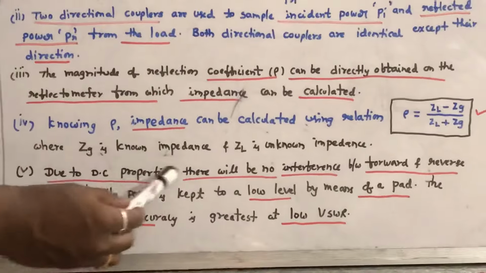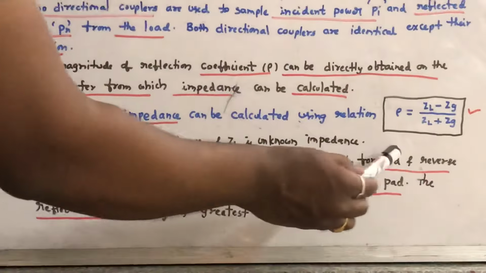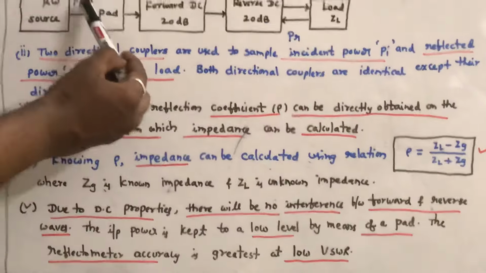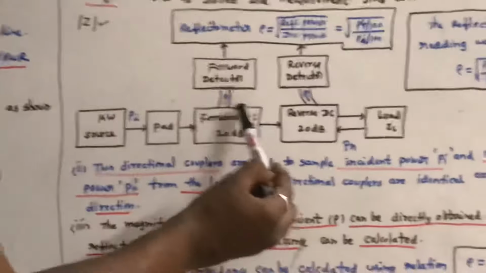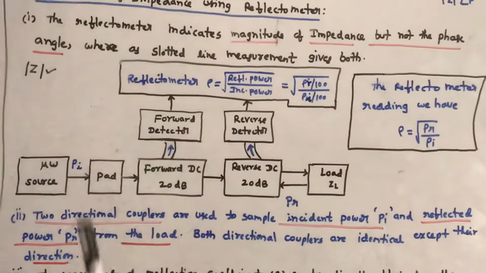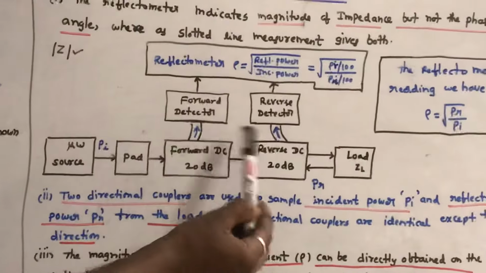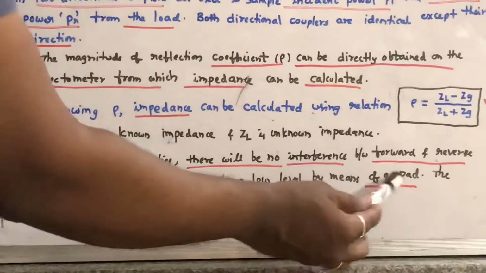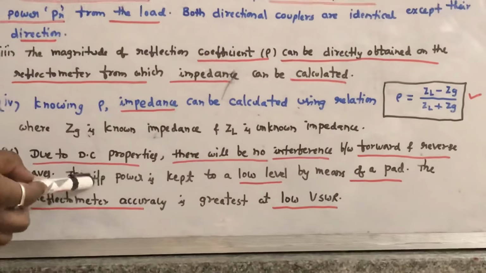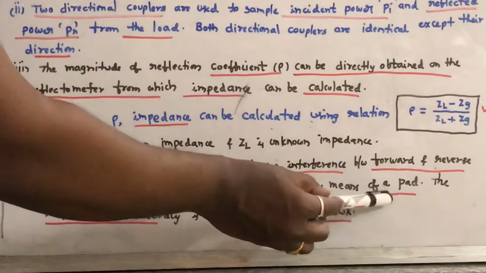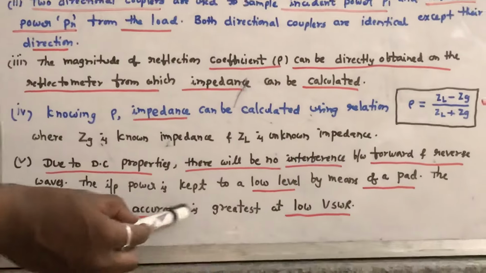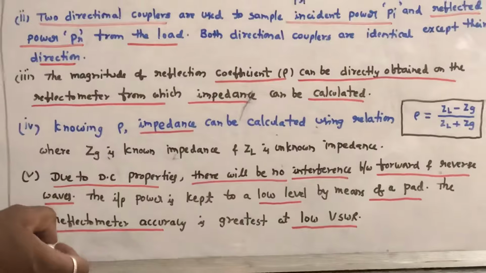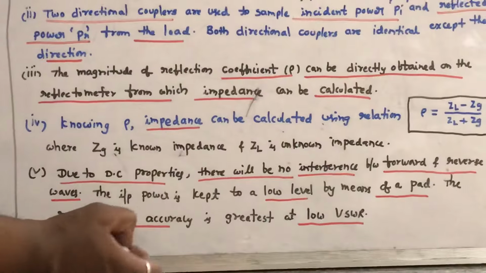Due to directional coupler properties, there will be no interference between forward and reverse waves, that is, between the traveling wave and the reflected wave. The input power is kept to a low level by means of a pad. This is the purpose of the pad we have discussed: the input power can be adjusted with its help. The reflectometer accuracy is greatest at a low VSWR. If the VSWR is very low, this method gives very accurate results of unknown impedance.